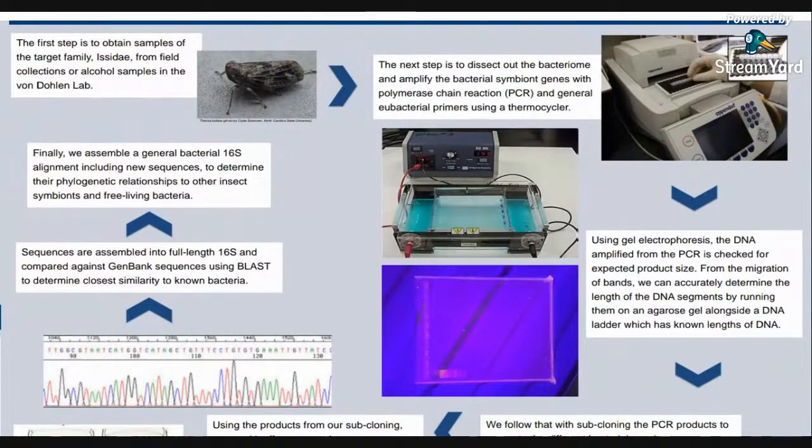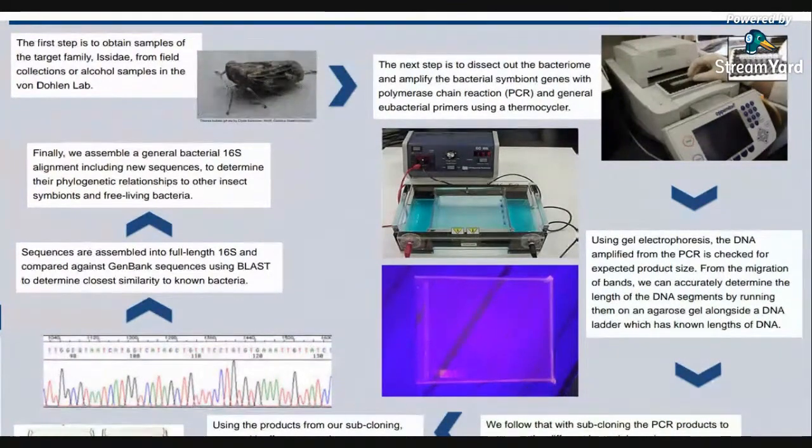From the migration of bands, we can accurately determine the length of a DNA segment by running them on an agarose gel alongside a DNA ladder, which has known lengths of DNA. The next stage is subcloning the PCR product to separate the different bacterial species. Next, we send the product from our subcloning off for sequencing.